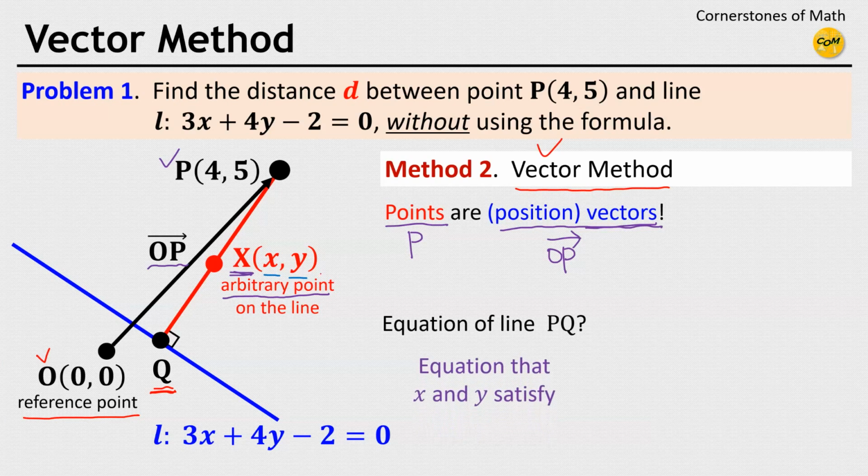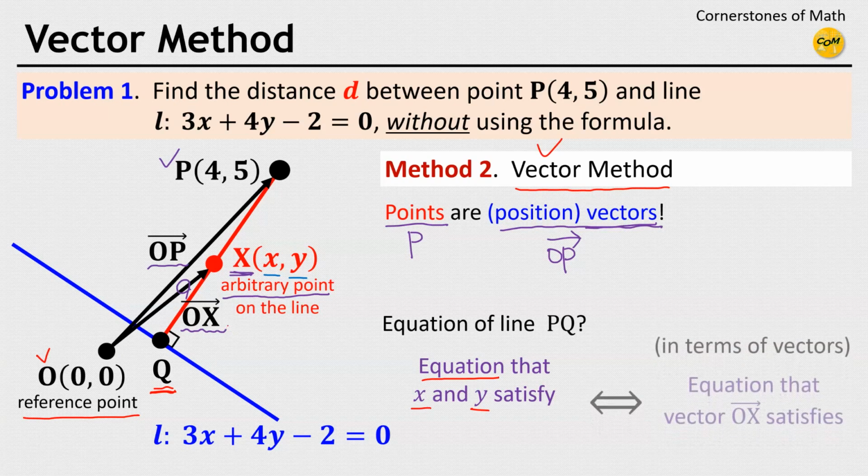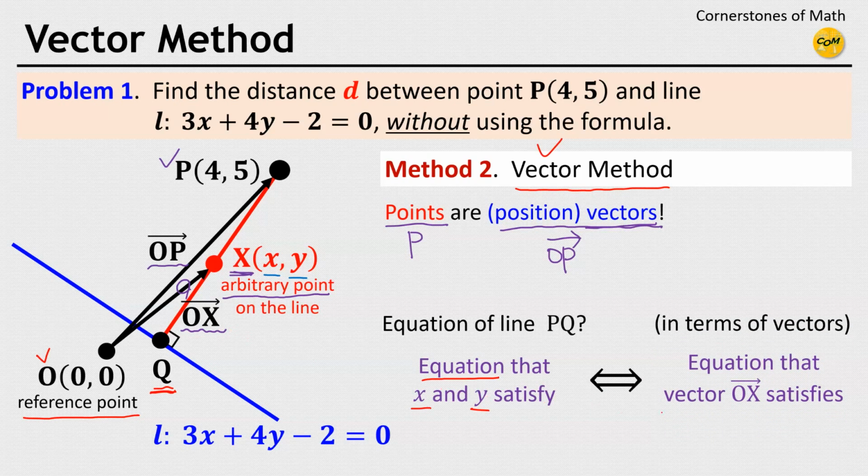In this case, finding the equation of line PQ means finding the equation or relation that variables x and y satisfy. In terms of vectors, the arbitrary point on the red line can be expressed as a position vector OX. Therefore, finding the equation of the line means finding the equation that vector OX satisfies, the equation expressed by using vectors. Let's see how it's done in this case.